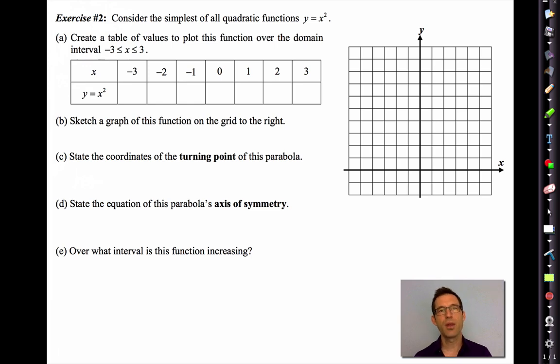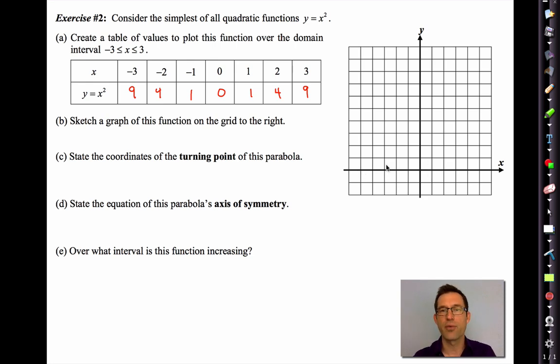Okay, let's do it. I'm not going to use a calculator at all, right? I'm going to do -3 squared, I'm going to get 9. -2 squared, I'm going to get 4. -1 squared, 1. 0 squared, 0. 1, 4, and 9. It says sketch a graph of this function on the grid to the right.